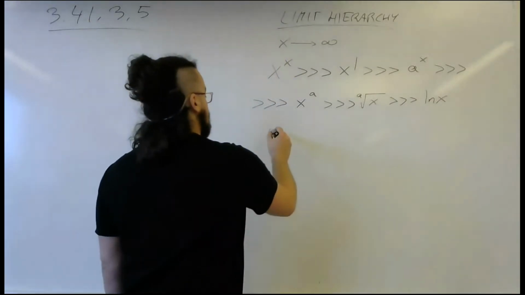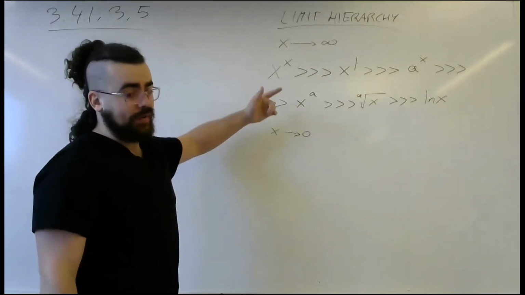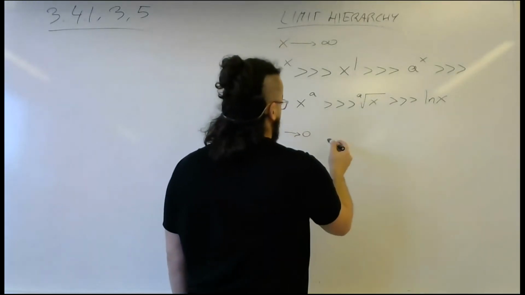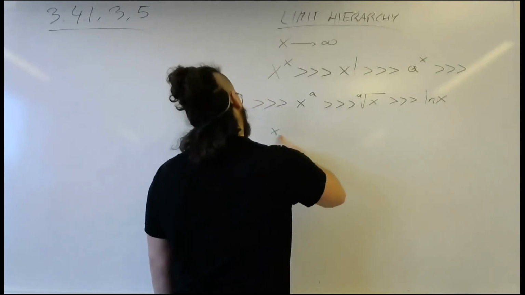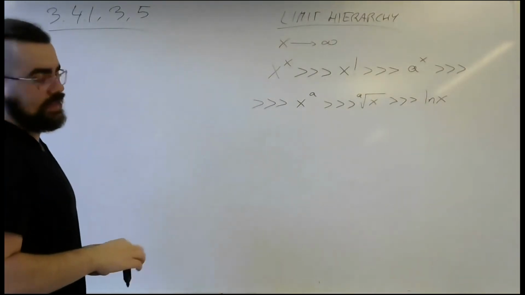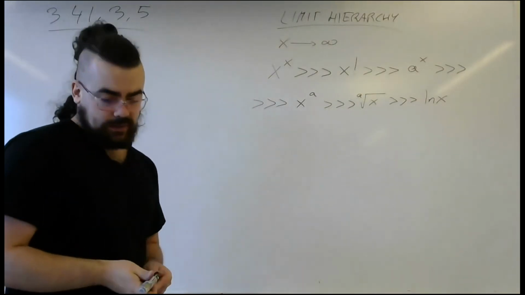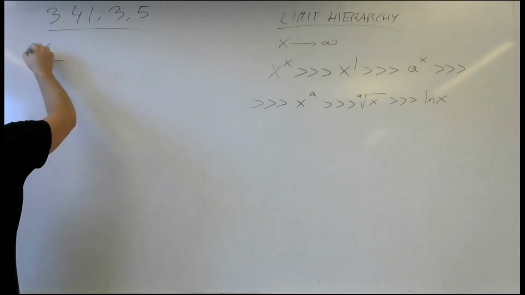If x tends to 0, this hierarchy is completely reversed, because if x tends to 0, there is an array of different problems that appear, but we'll actually see some of those. So first, the limit for number 1.